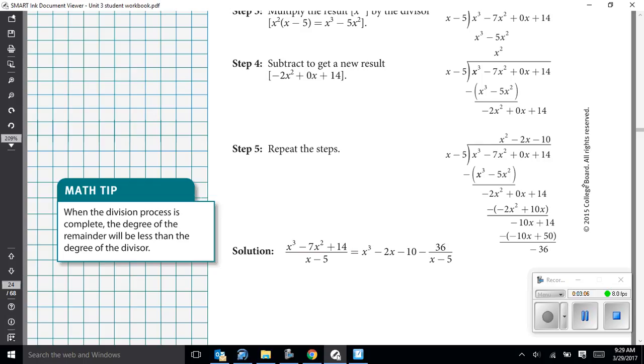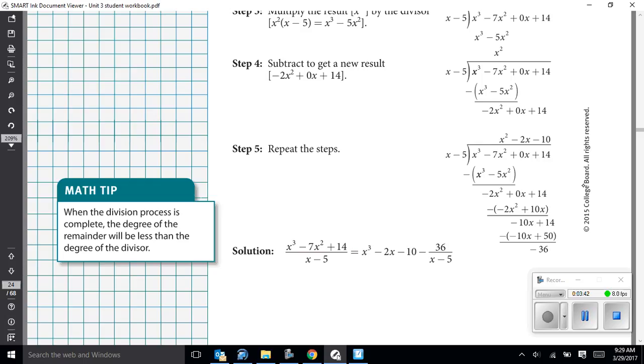So then we take the difference between these two lines, and we get negative 10x plus 14. And so x times what gives us negative 10x? x times negative 10 gives us negative 10x. So we take this negative 10 times each of the terms. x times negative 10 gives us negative 10x. Negative 5 times negative 10 gives us positive 50. We're going to take the difference between these, and their difference is negative 36. So that's our remainder.